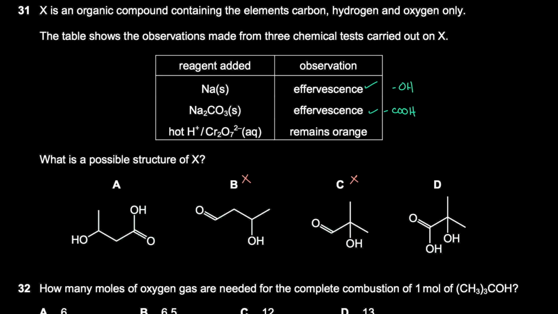Now A has a secondary alcohol group, right? The carbon with the OH is bonded to 2 carbons, so this is a secondary alcohol, and D has a tertiary alcohol, right? So A can be oxidized to a ketone, right? A secondary alcohol can be oxidized to a ketone. Because the dichromate(VI) is remaining orange, it's not reacting, so that means that the alcohol cannot be oxidized, so it must be a tertiary alcohol, so the answer is D.